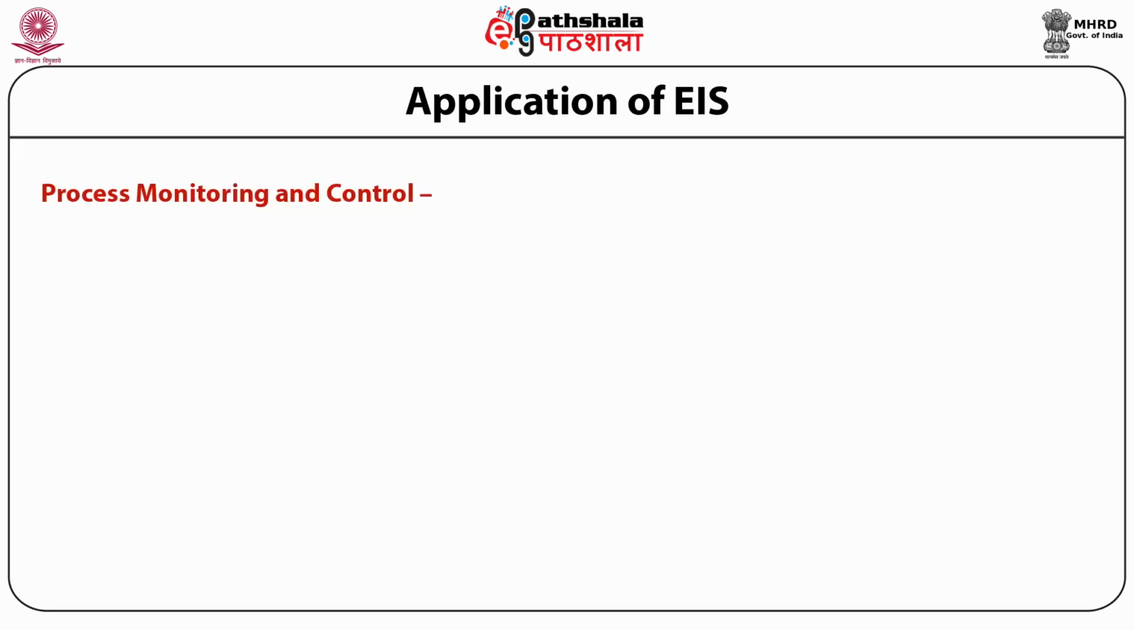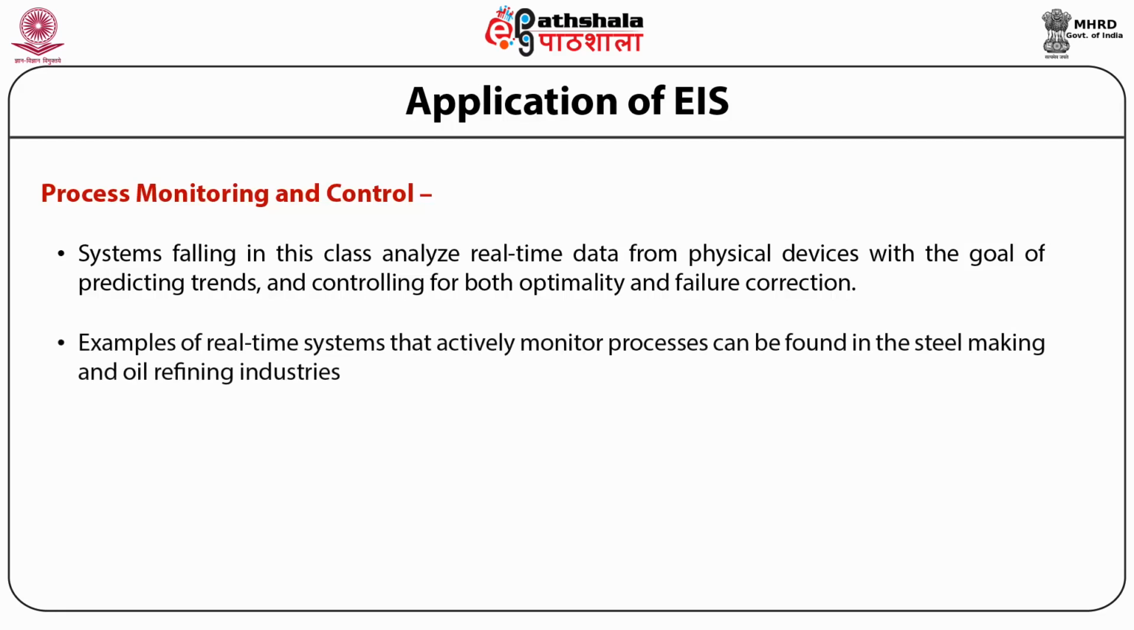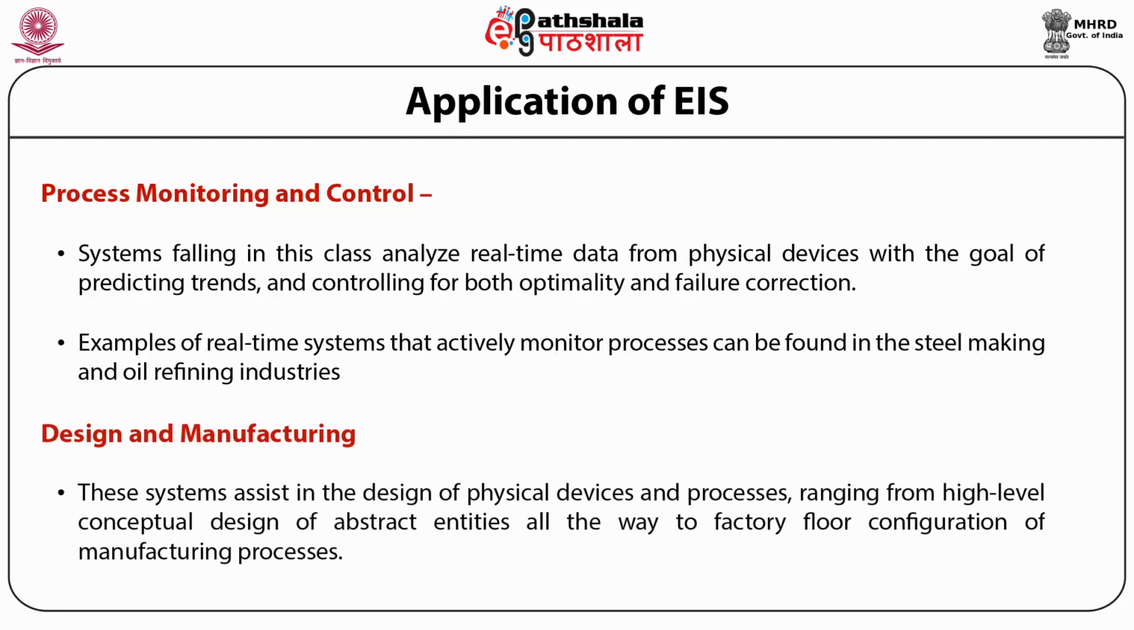Process monitoring and control. Systems falling in this class analyze real-time data from physical devices with the goal of predicting trends and controlling optimality and failure corrections. Examples of real-time systems that actively monitor processes can be found in the steel making and oil refining industries. Design and manufacturing. These systems assist in the design of physical devices and processes, ranging from high-level conceptual data of abstract entities all the way to factory floor configuration of manufacturing processes.